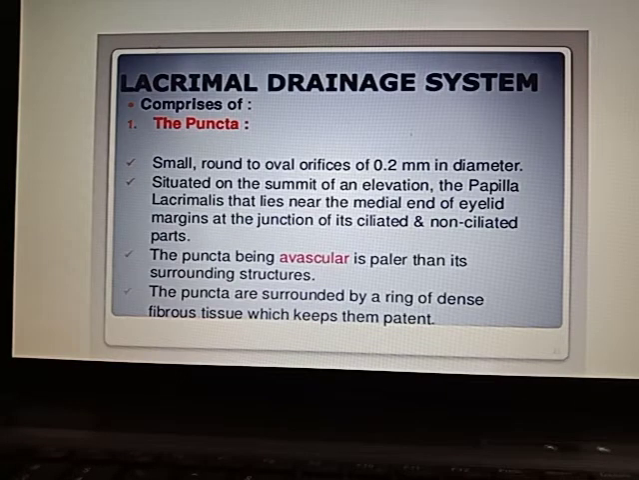Then come to the lacrimal drainage system. The lacrimal drainage system comprises the puncta. These are small round to oval orifices of 0.3 mm in diameter, situated on the summit of an elevation, the papilla lacrimalis, that lies near the medial end of the eyelid margin at the junction of its ciliated and non-ciliated part. The puncta, being avascular, are paler than the surrounding structure. The puncta are surrounded by a ring of dense fibrous tissue which keeps them patent.